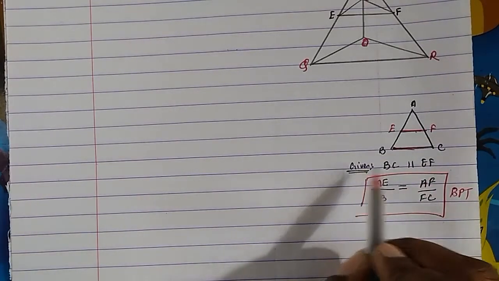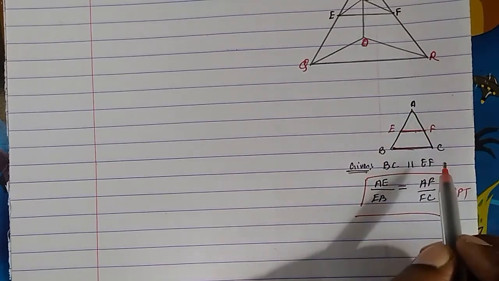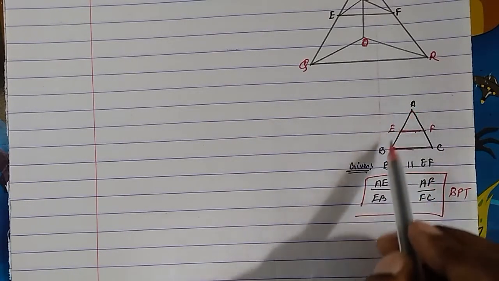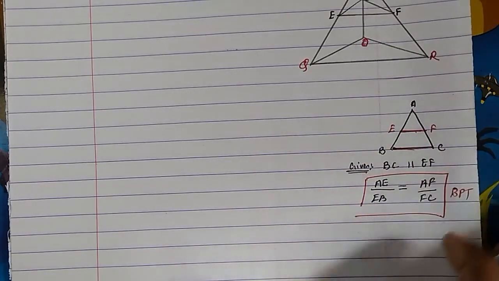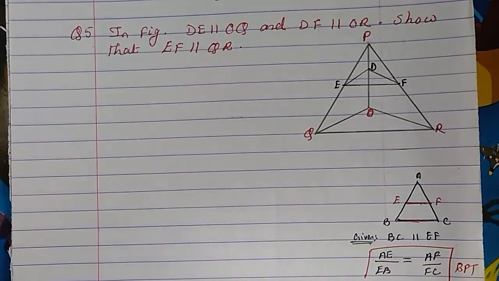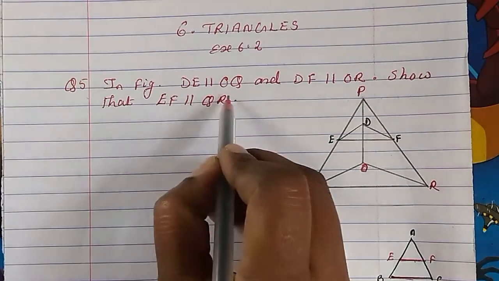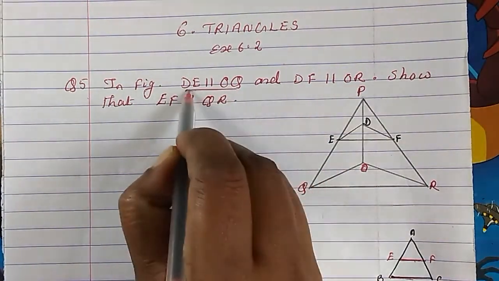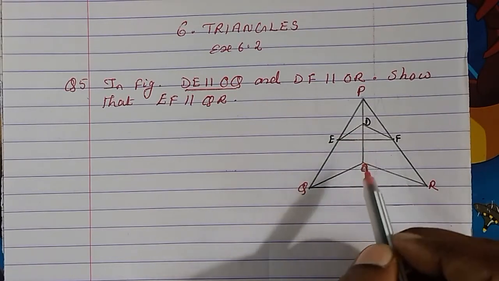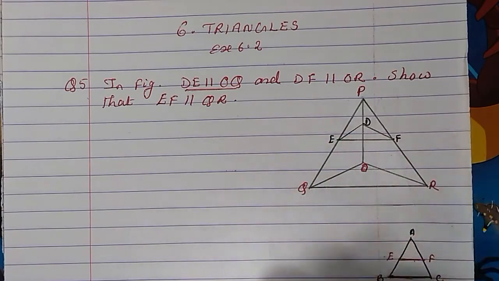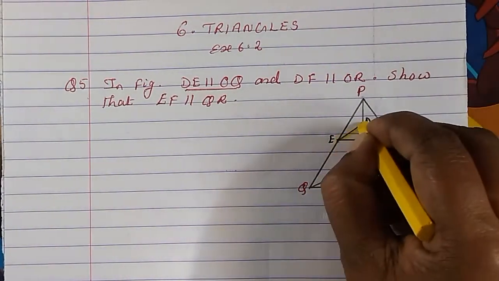So BPT says that if the lines are parallel, then the ratios are equal. But the converse of it says if the ratios are equal, then the lines are parallel. So this is what we have to prove here. Let's see first, what is given to us? It is given to us that DE is parallel to OQ. Where is DE? DE is here and this is OQ. These two lines are parallel.